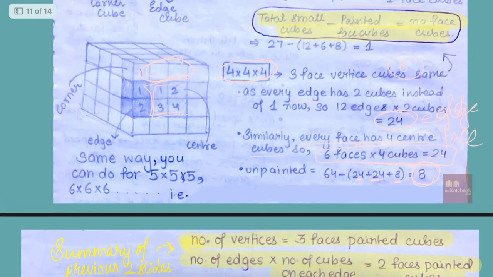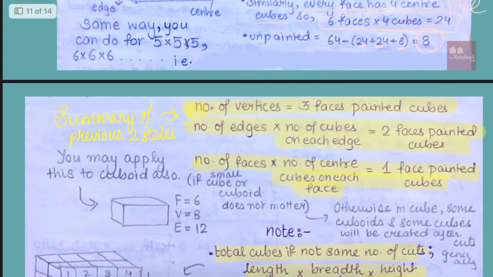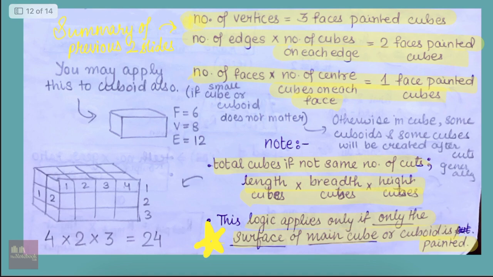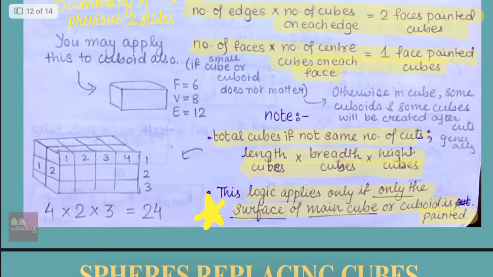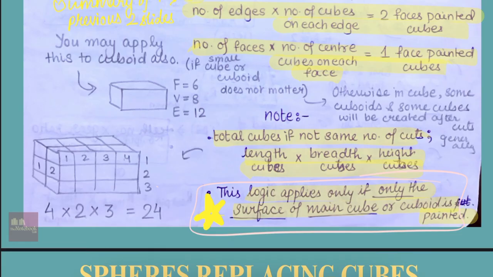You don't need to sit and count कि कहाँ पे कितना होगा, all of that. Now I have summarized all of this over here. Again, one thing, this will apply for a cuboid also. However, you have to make sure that the logic will only apply if only the surface of the main cube has been painted and nothing else. For example, अगर मैंने cube बनाया, उसको काट दिया, and then for example I took out this block and then I painted it all over again, then that becomes an exception. It will not fulfill this criteria. उसको separately add, subtract, all of that I will have to see and check, right?